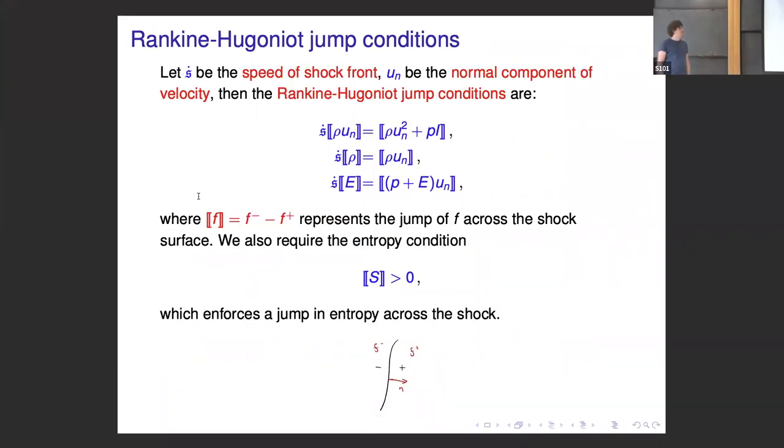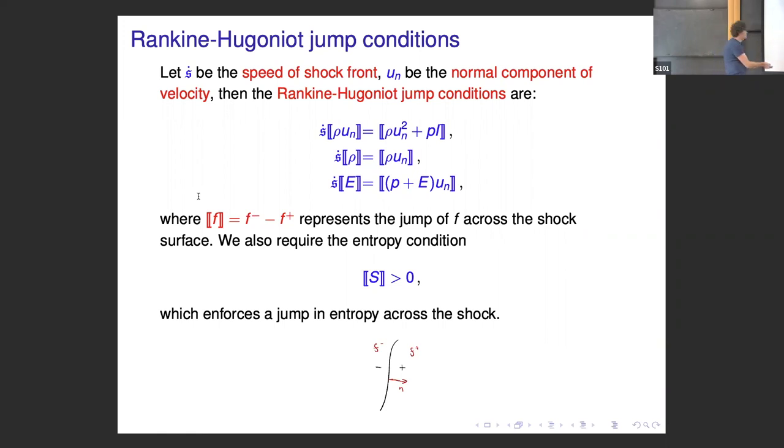Now, if I want to develop the shock, I need to develop the shock in a physical manner. And so I need to define the Rankine-Hugoniot jump conditions. And so we start with S dot being the speed of the shock. U_N is the normal component of the velocity, normal to the shock surface. And then we have the jump conditions. And so this is the jump across the shock.